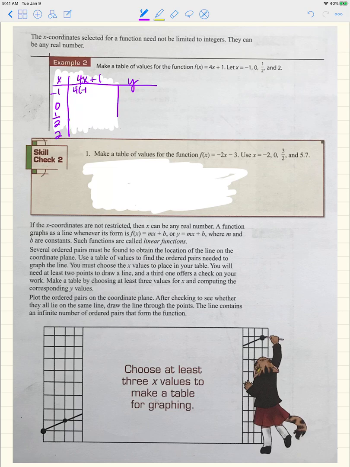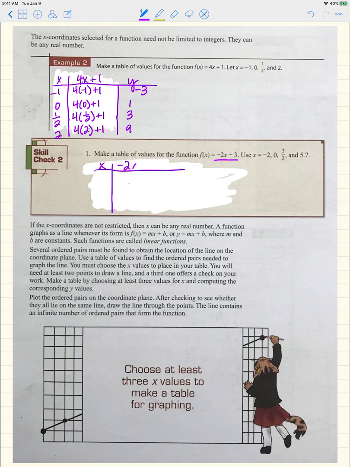Okay, so 4 times -1 plus 1. 4 times -1 is -4, plus 1 is -3. 4 times 0 plus 1. 4 times 0 is 0. 0 plus 1 is 1. 4 times 1/2 plus 1. 4 times 1/2 is 2. 2 plus 1 is 3. And then 4 times 2 plus 1. 4 times 2 is 8. 8 plus 1 is 9. Okay, that's how we make a table for that one. Okay, number 1, in box skill check number 2, make a table of values for the function -2x minus 3.